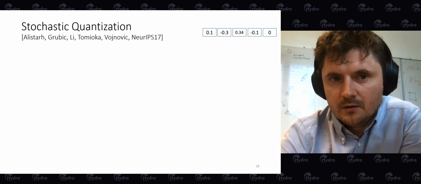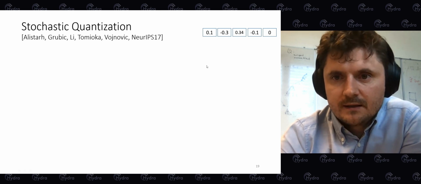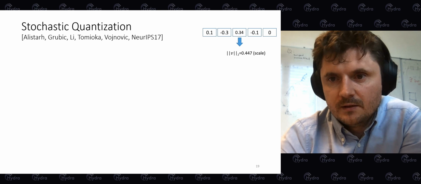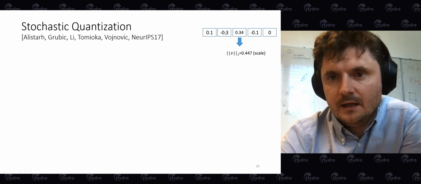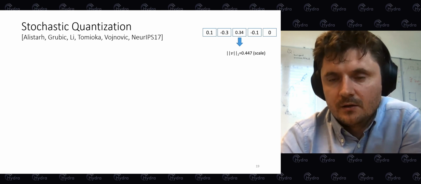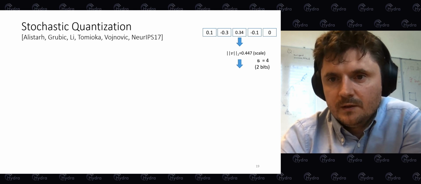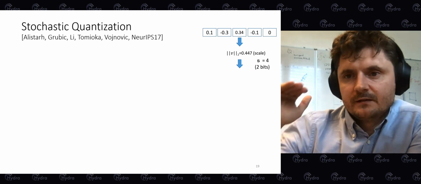So this is what we call QSGD, and it was a paper which appeared in NeurIPS a couple of years ago. So basically, we start from the same vector. And now what we first do is we normalize it. We compute a number which is called the 2 norm of the vector, which is going to be larger than any specific absolute value inside the vector. So if you divide by this number, you're going to obtain numbers between -1 and 1.